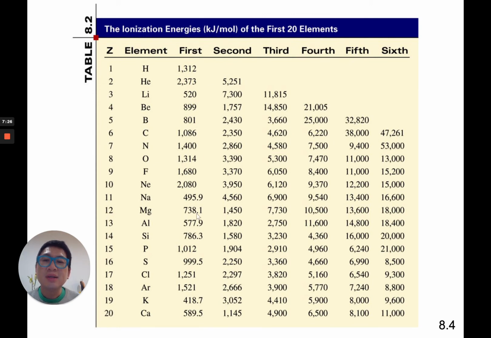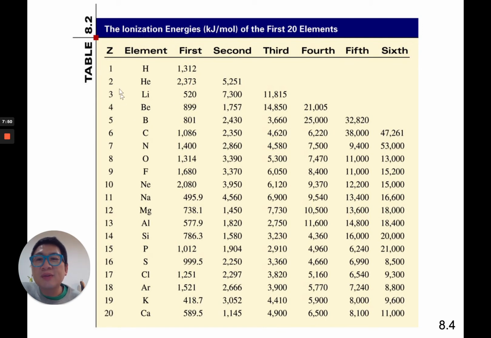Okay, look on here just at the first ionization energy. Ignore the second, third, fourth, fifth, sixth right now. Just look at the first ionization energy. Do you see a pattern between Z, atomic number, and the first ionization energy? Probably not, is my guess. Looking for a pattern between Z, atomic number, and the first ionization energy.